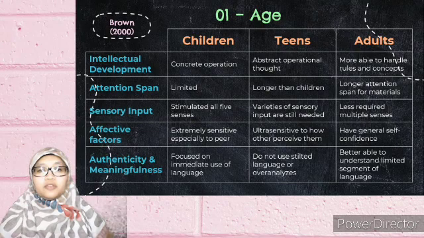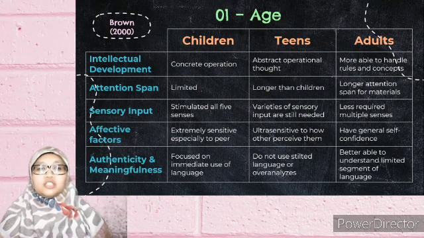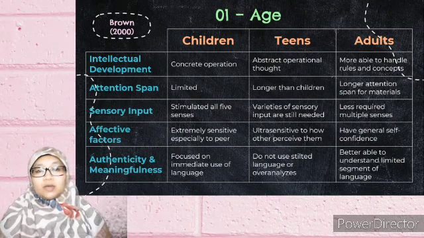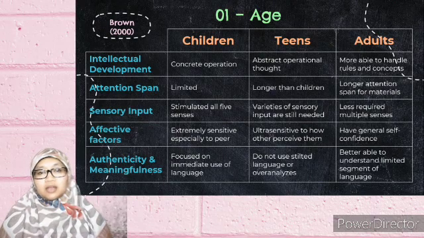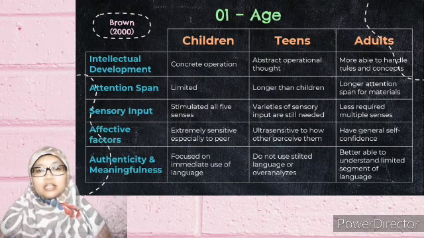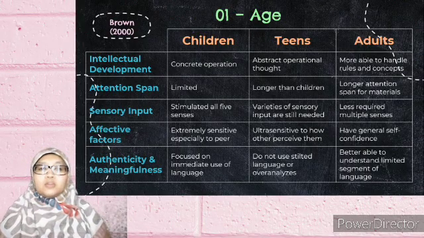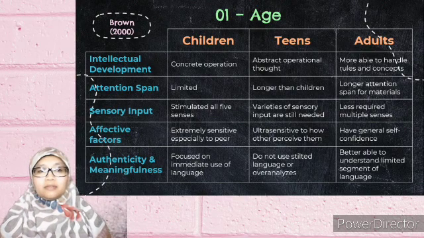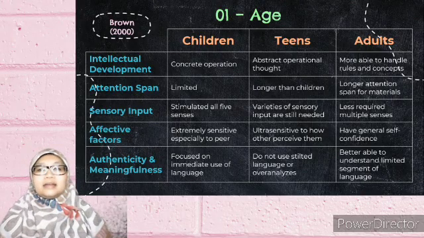Okay, now for the first item, the intellectual development. For the children, according to Jean Piaget in 1972, the children are in the stage of concrete operation. So, in learning a language, they need to be given language that they can use directly in their daily life. For example, what's your name? I love reading. I love playing football, let's say.